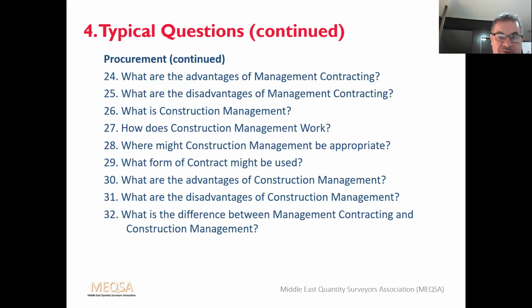What's the difference between management contracting and construction management? That's a very good question. Under construction management, the client is in direct contractual relationships with each of the trade contractors, whereas a construction manager isn't. Under management contracting, the management contractor is in direct contractual relationship with the trade contractors, and the client is in contract with only the management contractor.